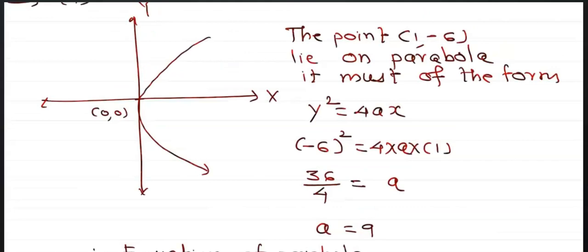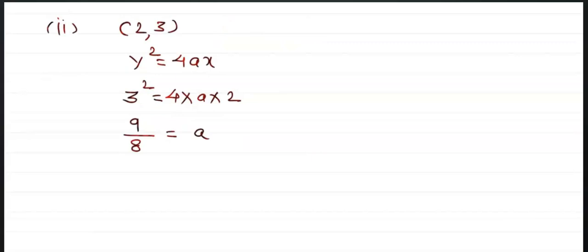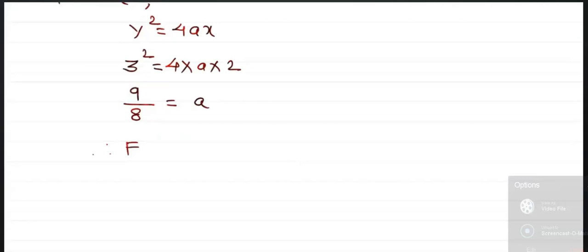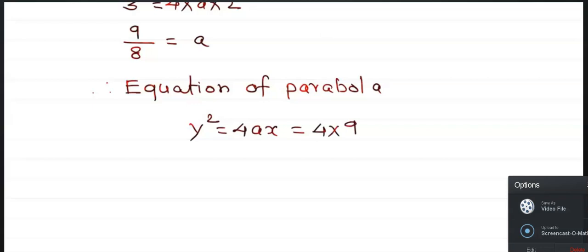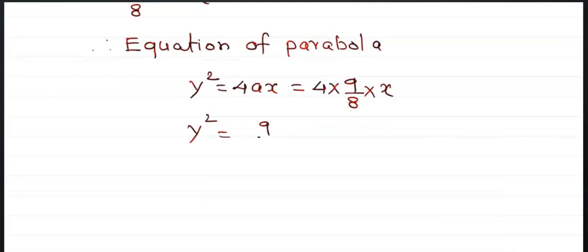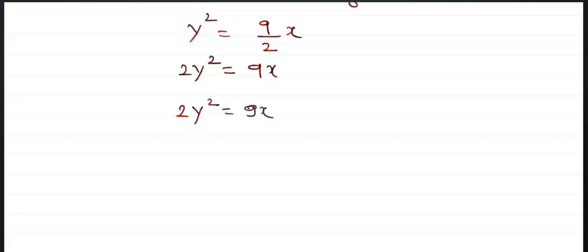Second, the point (2, 3) is on the parabola whose equation is y square is equal to 4ax. It satisfies the equation of the parabola. The value of a is 9 upon 8. Therefore, the equation of the parabola is y square is equal to 4a, that is 4 into 9 upon 8 into x. That is y square is equal to 9 upon 2 x, that is 2y square is equal to 9x.